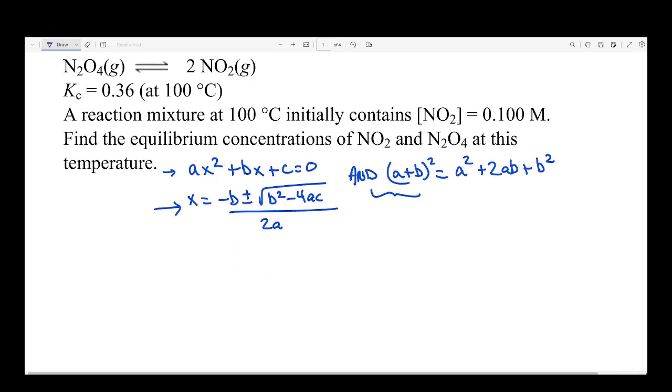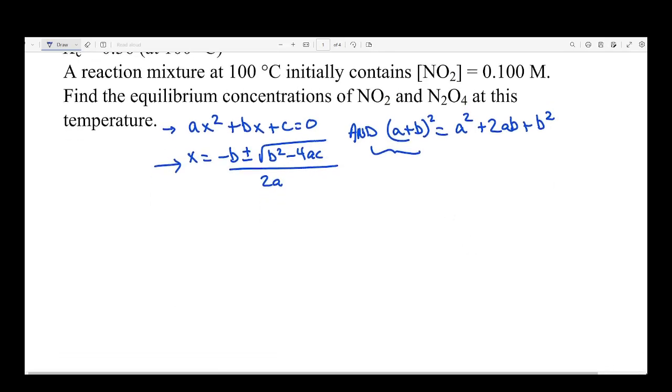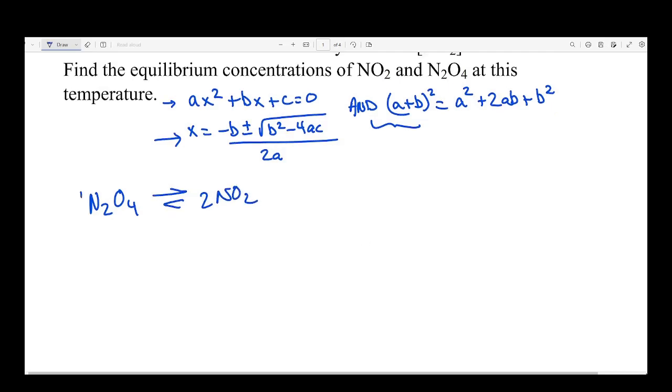Okay, so let's go ahead and get started. The first thing we need to do is write our reaction down, and we'll look at an ICE table and see if we need to solve for Q. Okay, so our reaction is N2O4 goes to 2NO2.